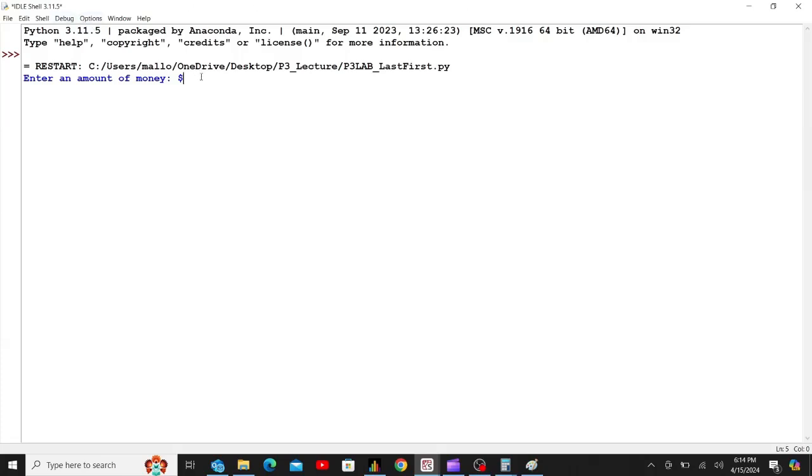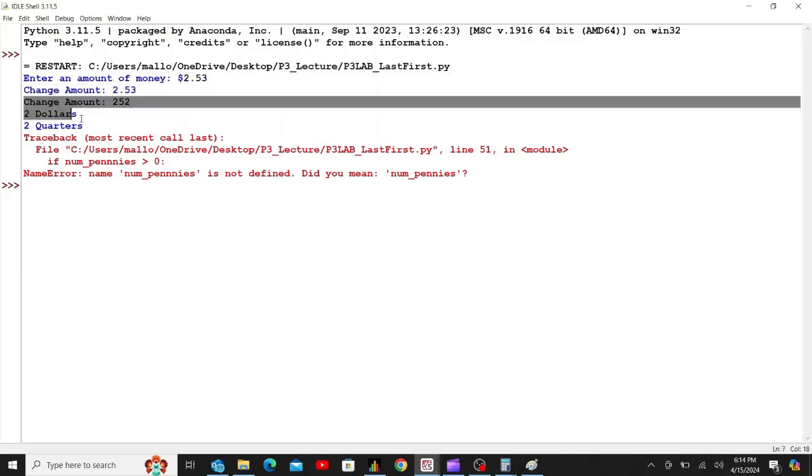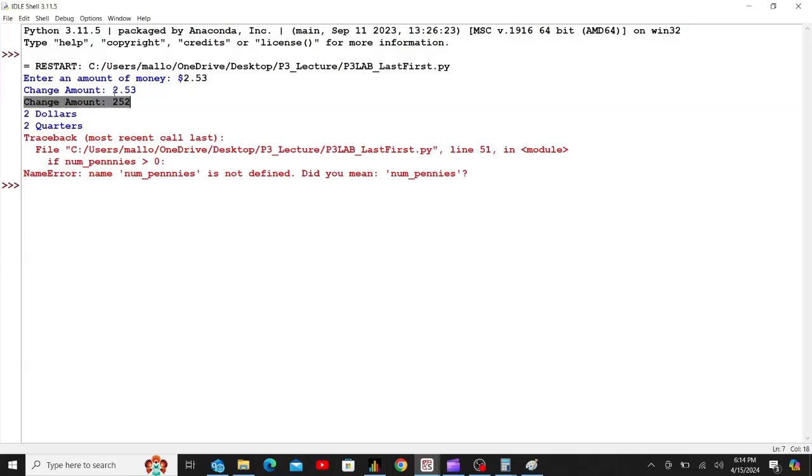All right, so let's put in an amount of money. I'm going to say $2.53. You can put whatever value you want. And I'm going to hit enter. All right. So it was able to convert the value. Uh-oh. Look at this. We got something going on here. We put in $2.53. It's changing it to $2.52. We got to take a look at that.